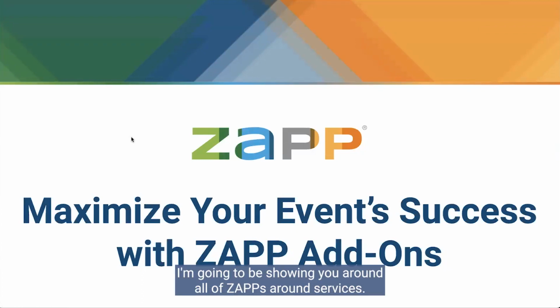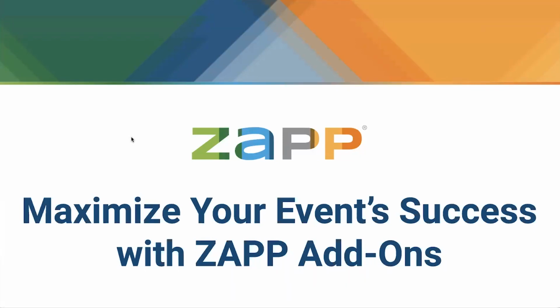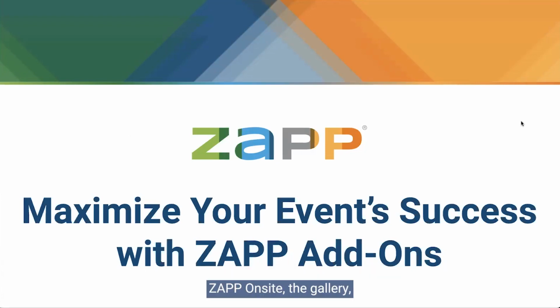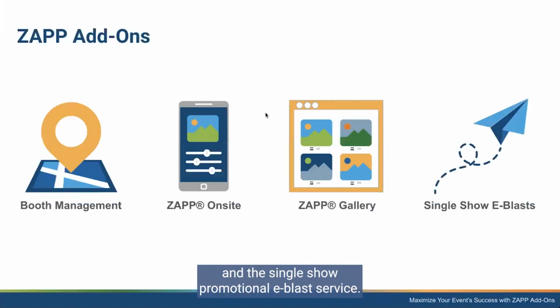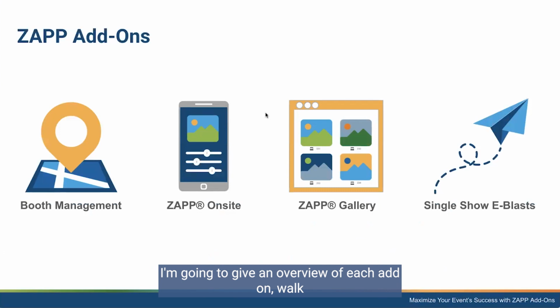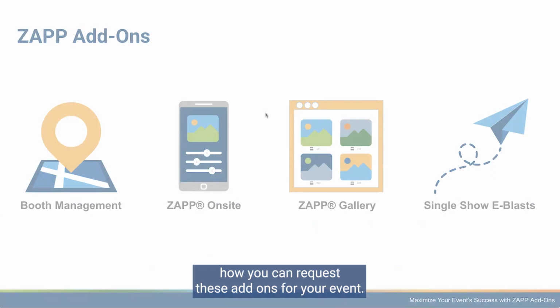In today's webinar, I'm going to be showing you around all of ZAPP's add-on services. As you may know, ZAPP offers a host of tools and features that give you more control and access over your event management process. The features that I'll be going over today are the booth management, ZAPP Onsite, the gallery, and the single show promotional e-blast service. I'm going to give an overview of each add-on, walk you through a little bit of the steps for using them, and then tell you how you can request these add-ons for your event.